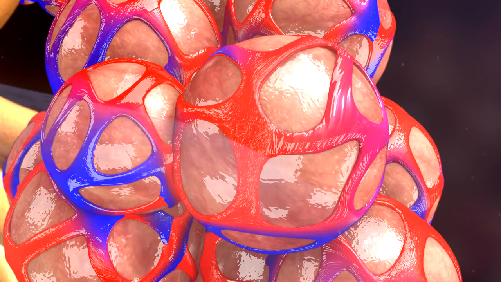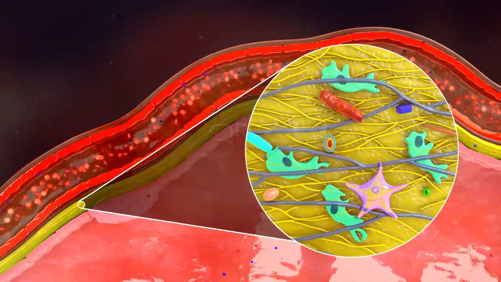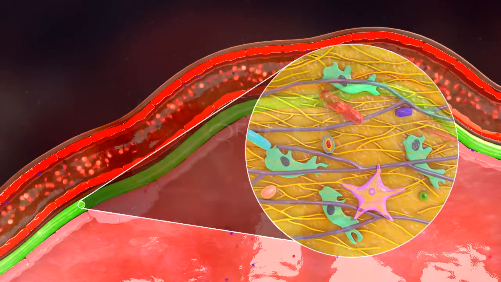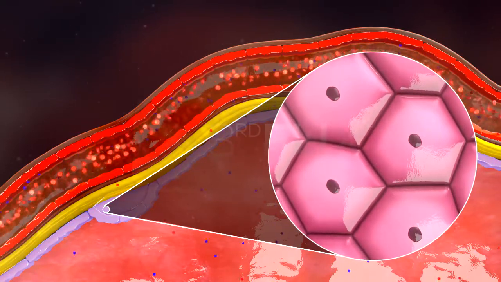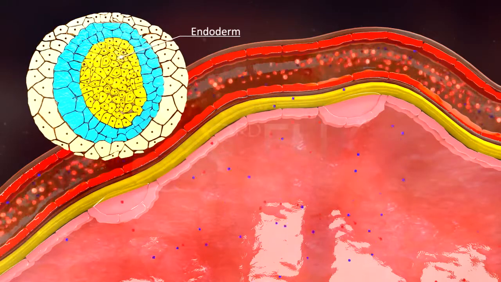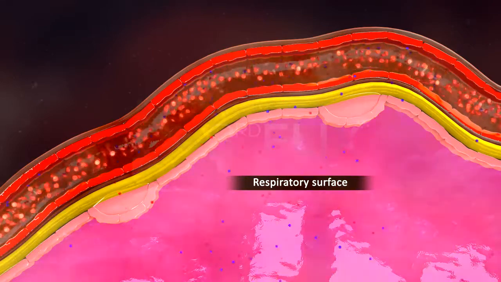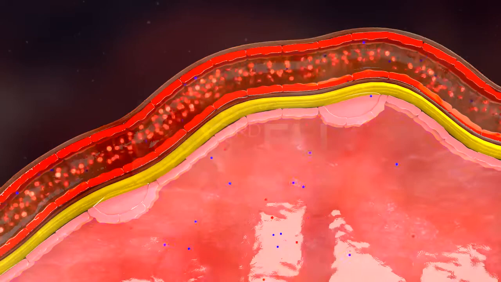The wall of the alveoli consists of 2 layers. The outer layer is composed of yellow fibrous connective tissue, and the inner layer is composed of simple squamous epithelium of endodermal origin. The inner surface of the alveoli is known as the respiratory surface.